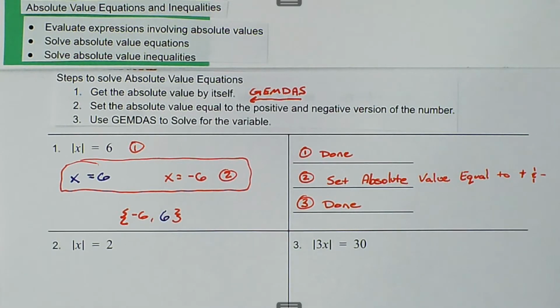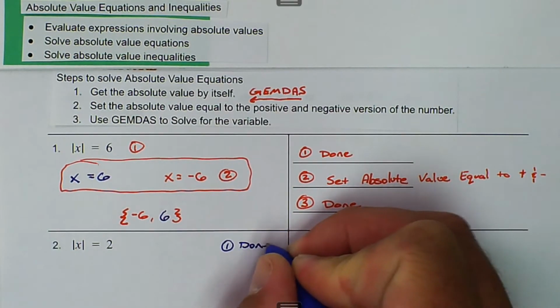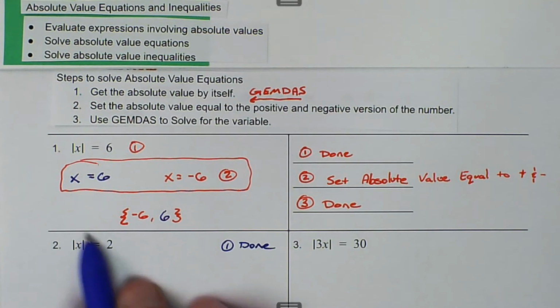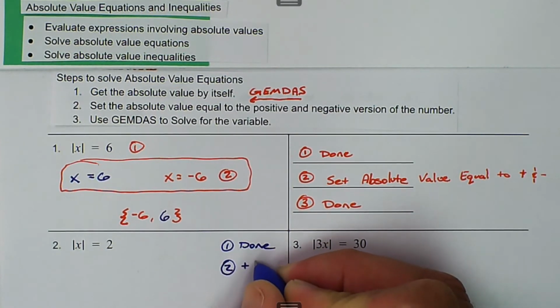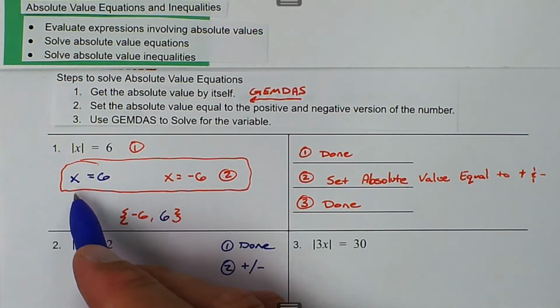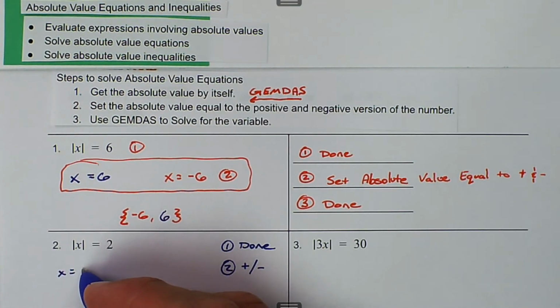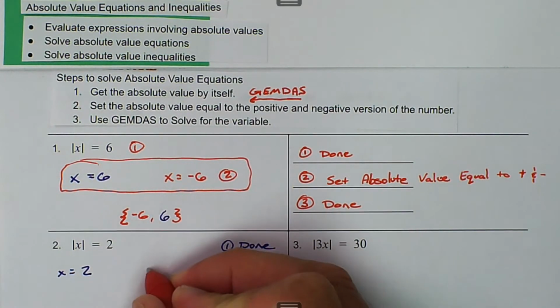So we'll get example 2. We have a similar situation. So step 1 is done already. There's no operation over here outside of the absolute value. So then step 2, we're going to write it equal to the positive and the negative. So x equals 2 and x equals negative 2.